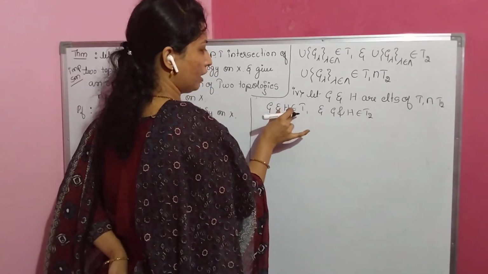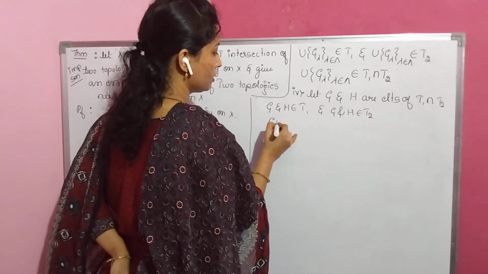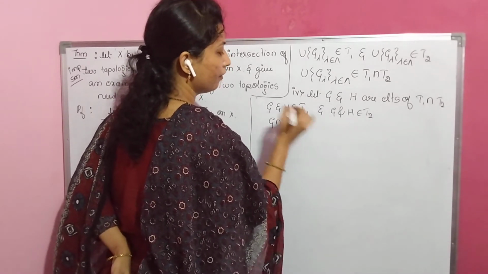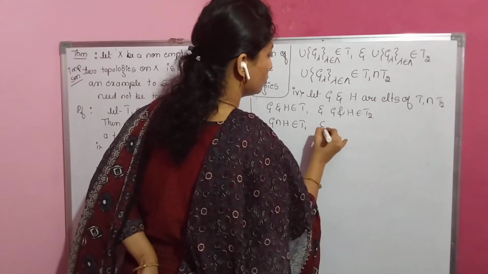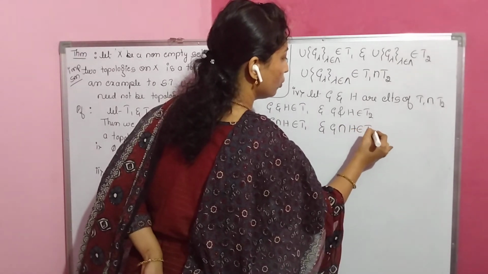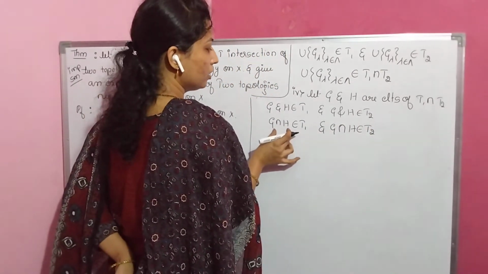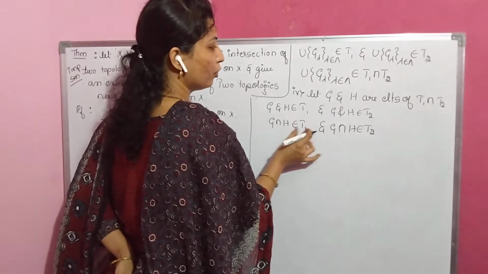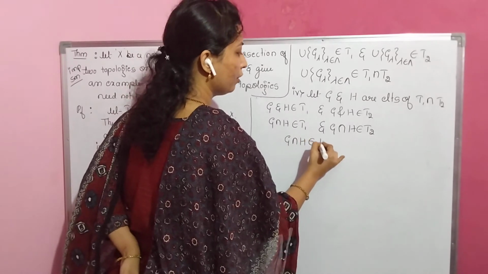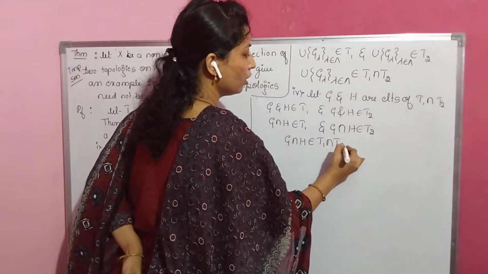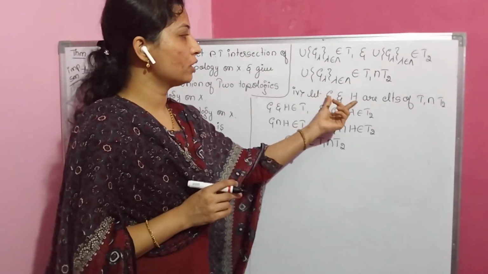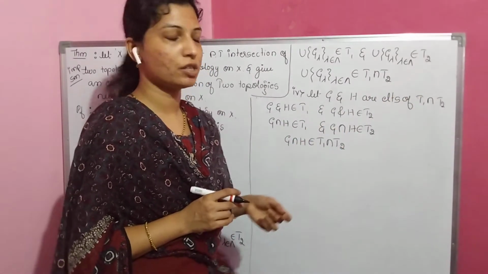G and H are the common elements in T1. It means G intersection H is an element of T1, and here also G intersection H is an element of T2. Okay. Again here G intersection H is a common element for T1 and T2. Therefore G intersection H is an element of T1 intersection T2. Okay. For finite intersection, we have considered two sets. G and H are elements of T1 intersection T2.